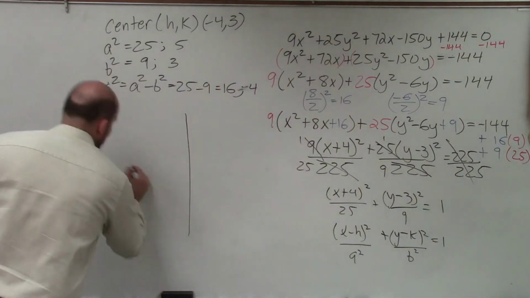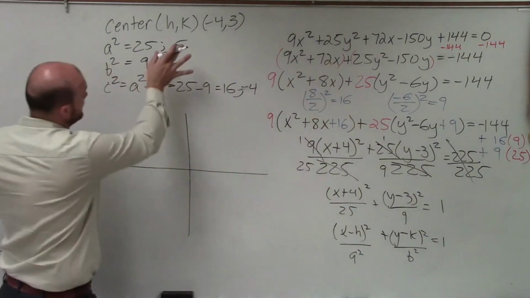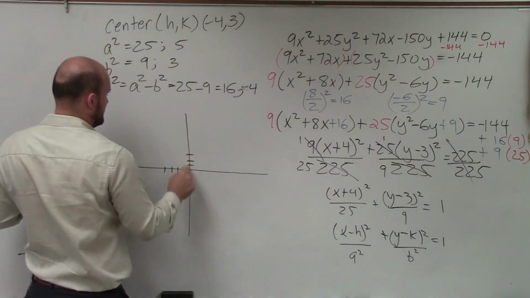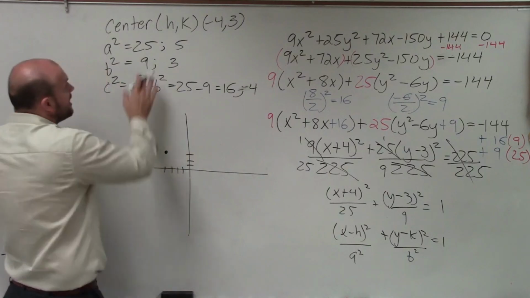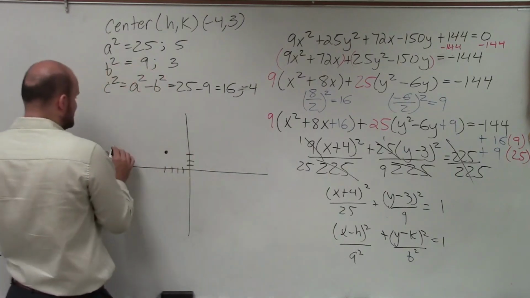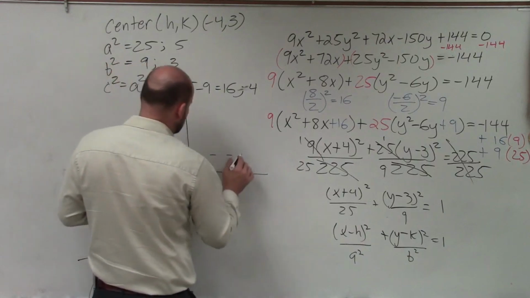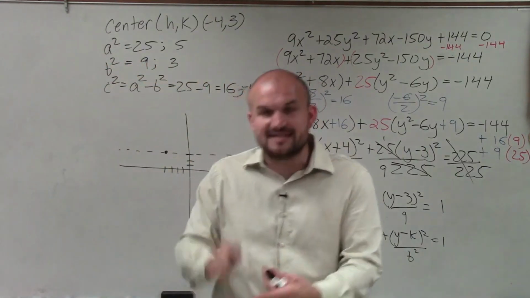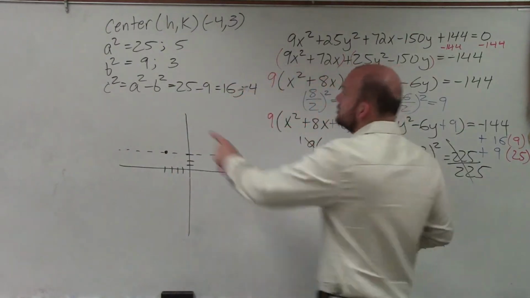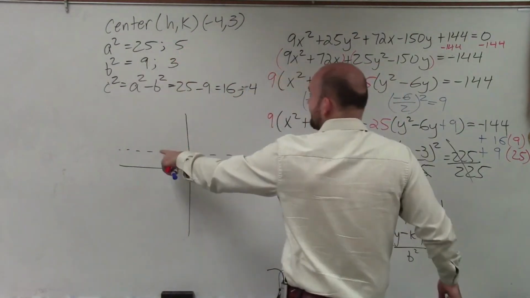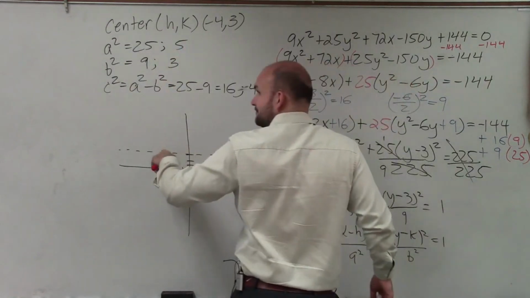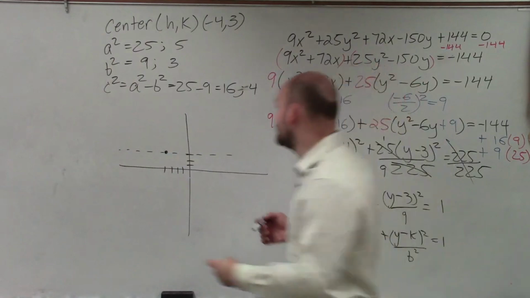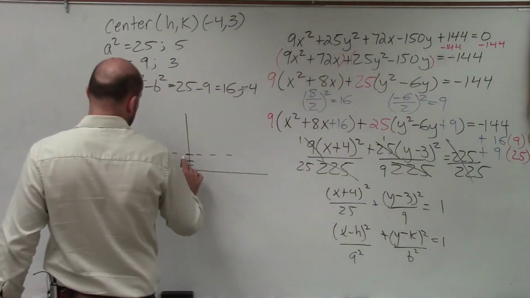So with all that information in store, now I can plot the center, which is at (-4, 3). 1, 2, 3, 4. 1, 2, 3. And remember, since a squared was under x, that means I have a horizontal major axis of symmetry. The major axis of symmetry is where your foci, your center, and your vertices are all going to lie. So when it says a is 5, I'm going to go to the left, or to the left for you, and to the right 5 units to find the 2 vertices. So I go over 1, 2, 3, 4, 5.